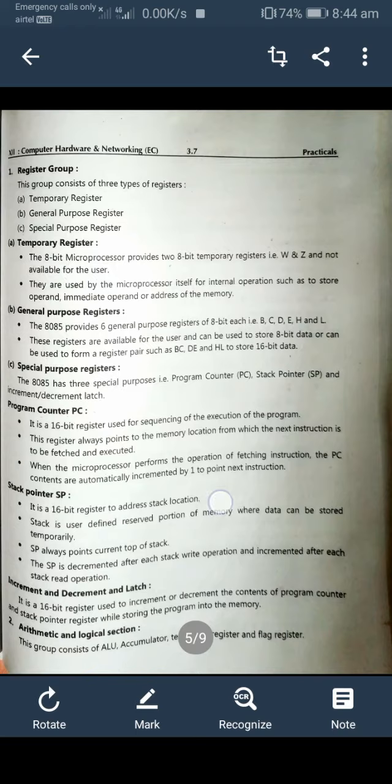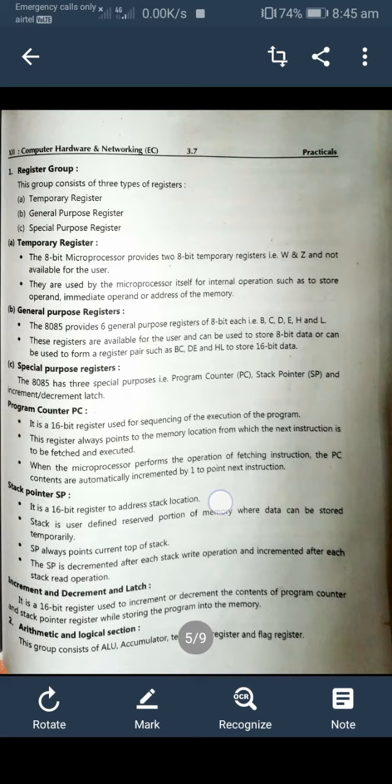Register group. This group consists of three types of registers. First one, temporary register, second one, general purpose register, and third, special purpose register. First, temporary register. The 8-bit microprocessor provides two 8-bit temporary registers, that is W and Z, and they are not available to the user. They are used by the microprocessor itself for internal operations such as to store an operand, immediate operand, or address of the memory.